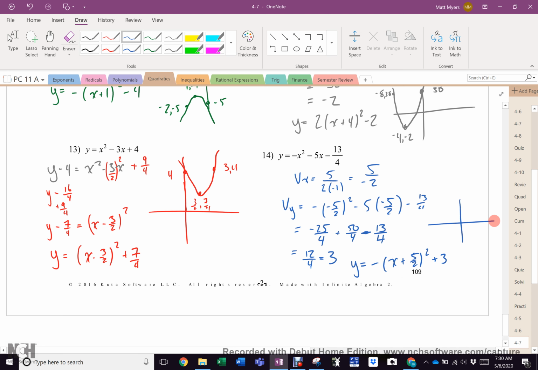And then I graph it. I go out to negative 5 halves. I go up 3, (negative 5/2, 3). I know my y-intercept is negative 13 over 4. So I've got to go that way 5 halves out to negative 10 halves, which is negative 5. So this is negative 5 and negative 13 fourths.